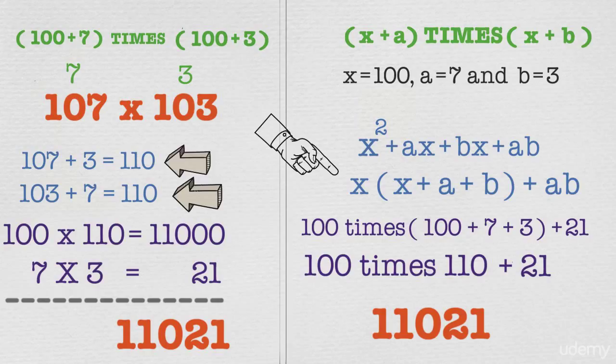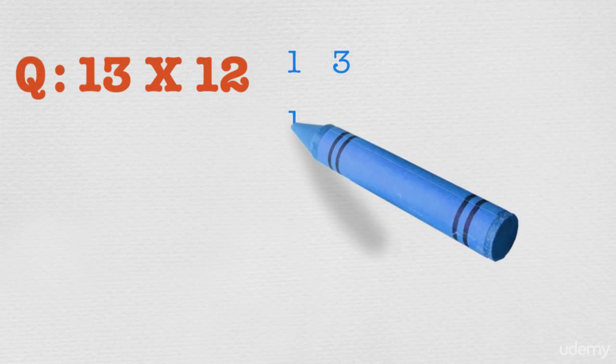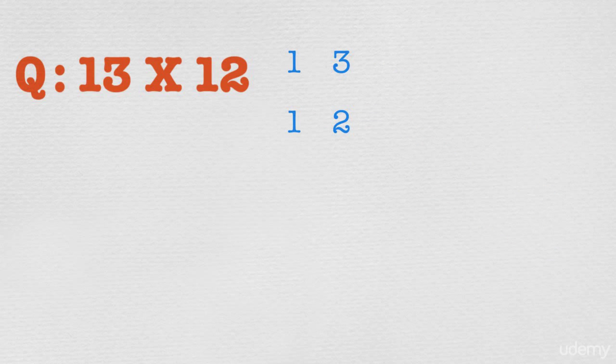The above two exercises demonstrated the Nikhilam method. But in earlier videos, we also looked at the vertically and crosswise method. Here's a simple example. What is 13 times 12? So let's solve this using the vertically and crosswise method.